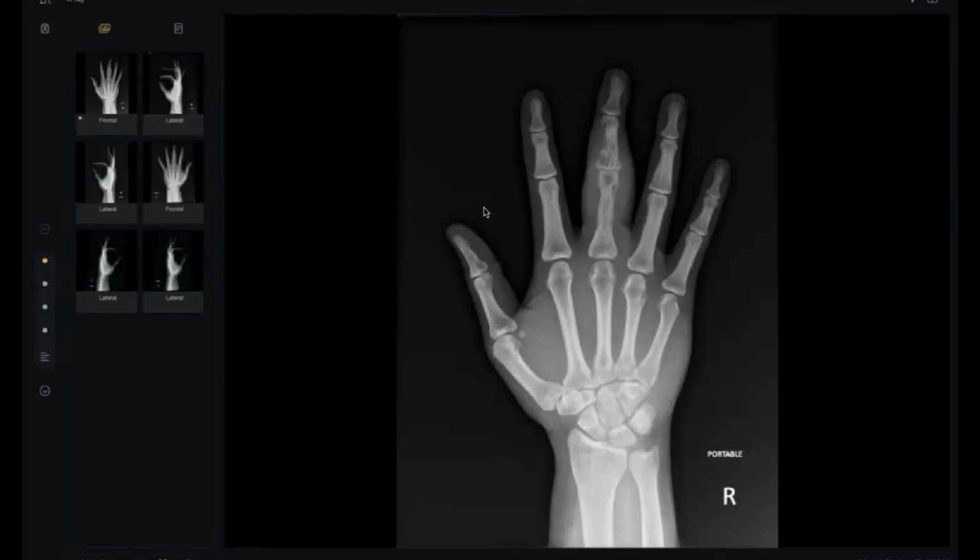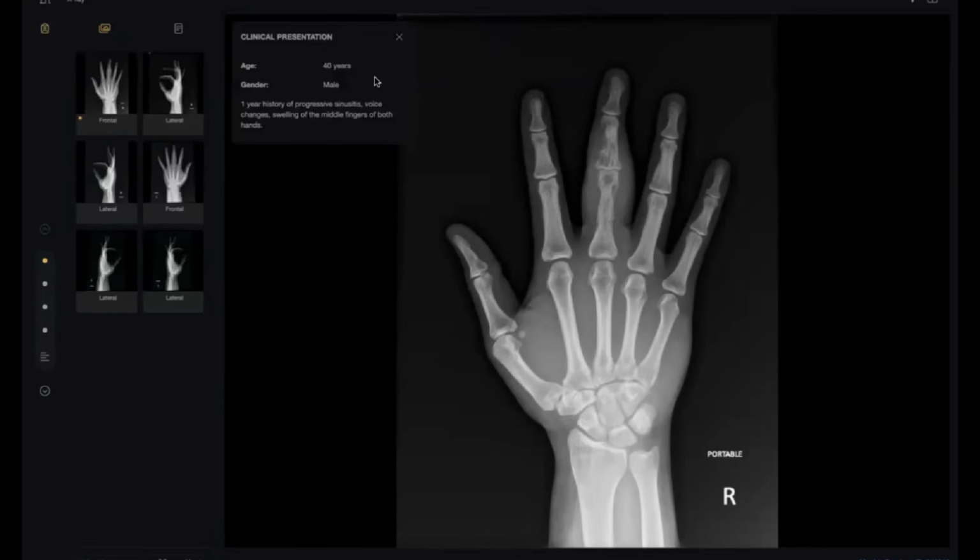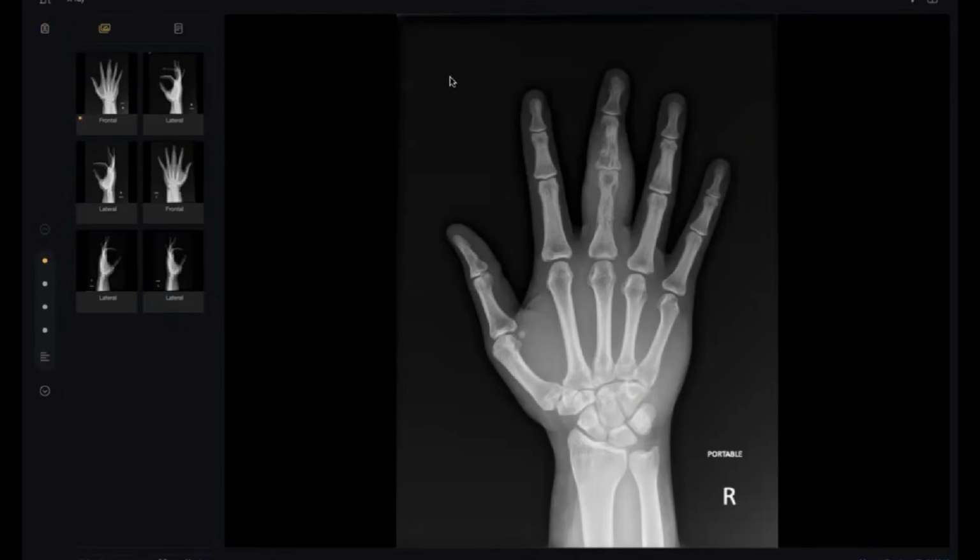There was one candidate who wanted to participate. You can open the mic, doctor. Yes, sir. Welcome, doctor. Sir, the patient presentation is a 40-year-old with a 1-year history of progressive sinusitis, voice changes, and swelling in the middle finger of both hands. Okay, go on.